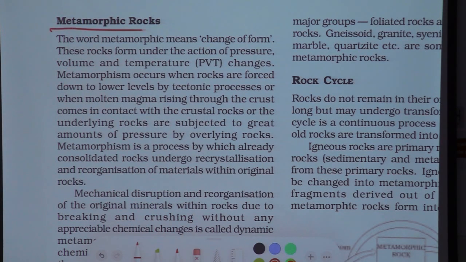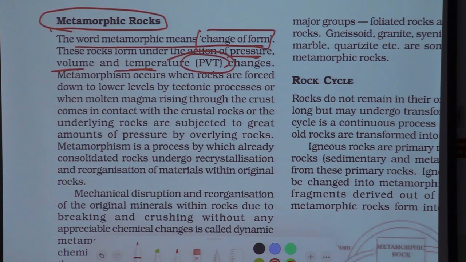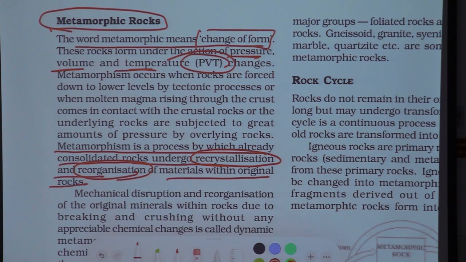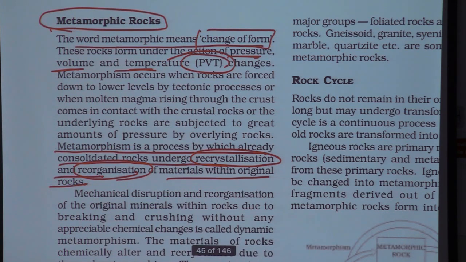The final type of rock, metamorphic rock. The word metamorphic means change of form, and these rocks are formed under the action of pressure, volume and temperature, PVT. Metamorphic rocks are very strongly identified as metamorphism, the process by which already consolidated rock undergoes recrystallization and reorganization of material within the original rock. This is how I distinguish between metamorphic rock and other rocks.